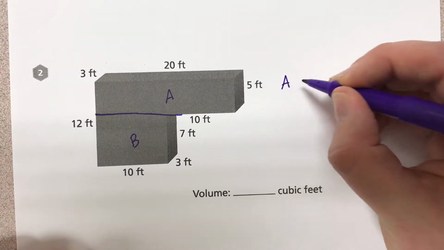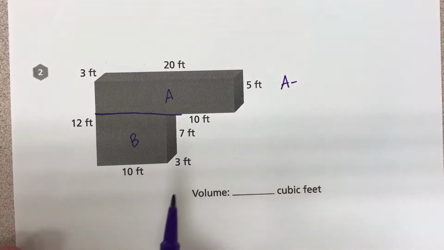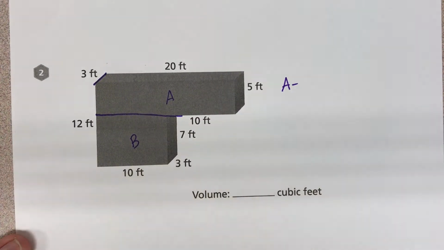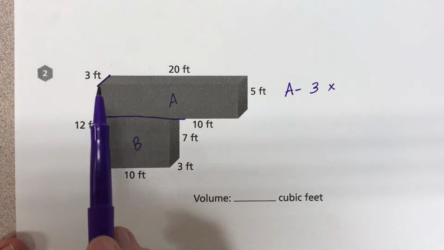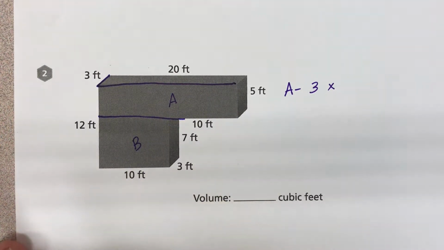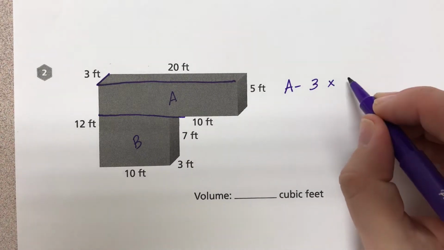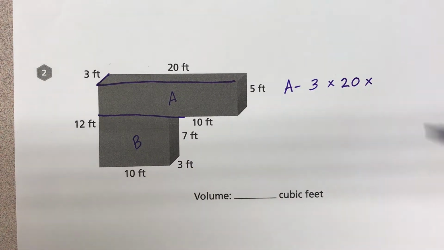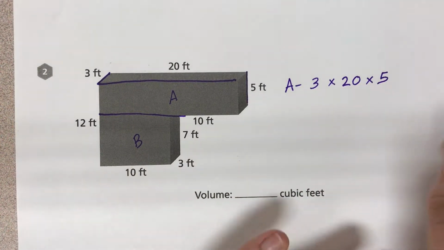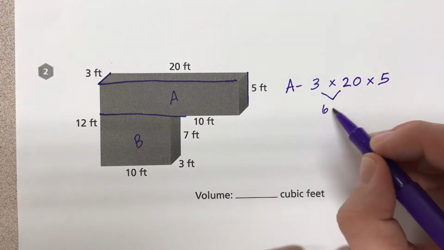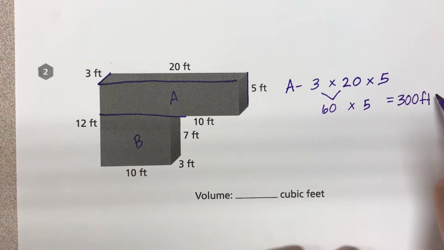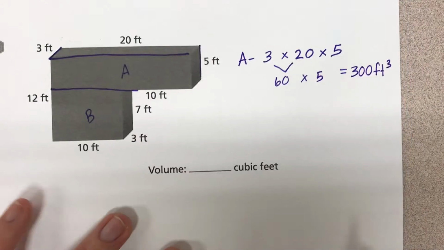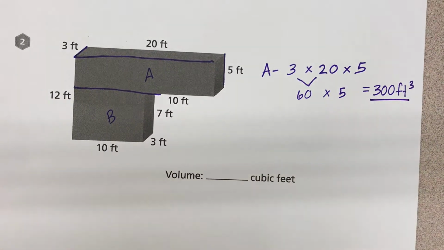So let's start with A first. We want to find our length, width, and height. So our length is going back this way, and I can see that it's labeled very clearly for me. The length is 3. The width is this long side in front of us, and we can see that it's labeled as 20 feet. So the width is 20, and now we need to know the height, which is going up and down. And right here, it is clearly labeled for us as 5 feet. So 3 times 20 is 60, and 60 times 5 equals 300 feet cubed is the volume for A. All right, so 300 feet cubed is the volume of A.